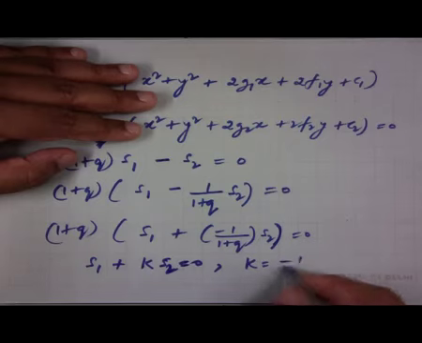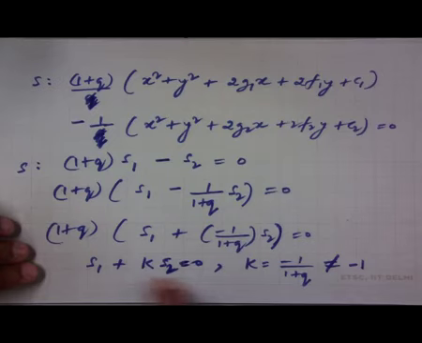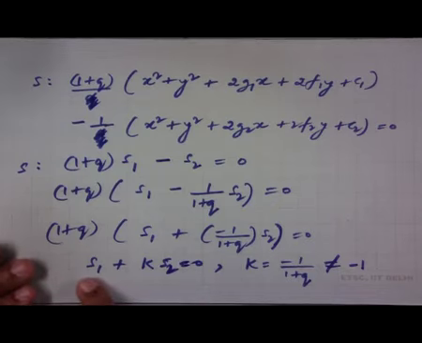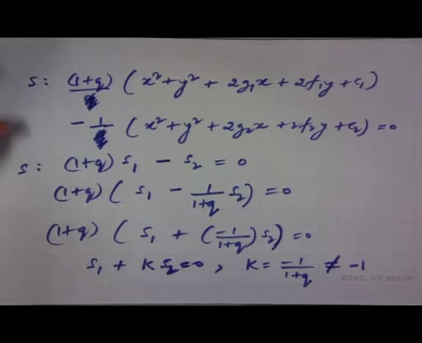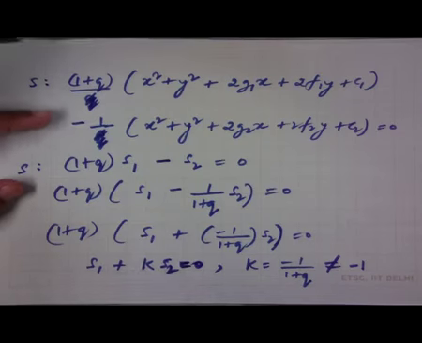Where k is minus 1 by 1 plus q. And since q is real, k is also real valued. Since q is not equal to 0, k is not equal to minus 1. So, therefore, this is the general equation of all those circles which pass through the point of intersection of the two circles S 1 equal to 0 and S 2 equal to 0. But this k should not be equal to minus 1. It can be any real value not equal to minus 1.